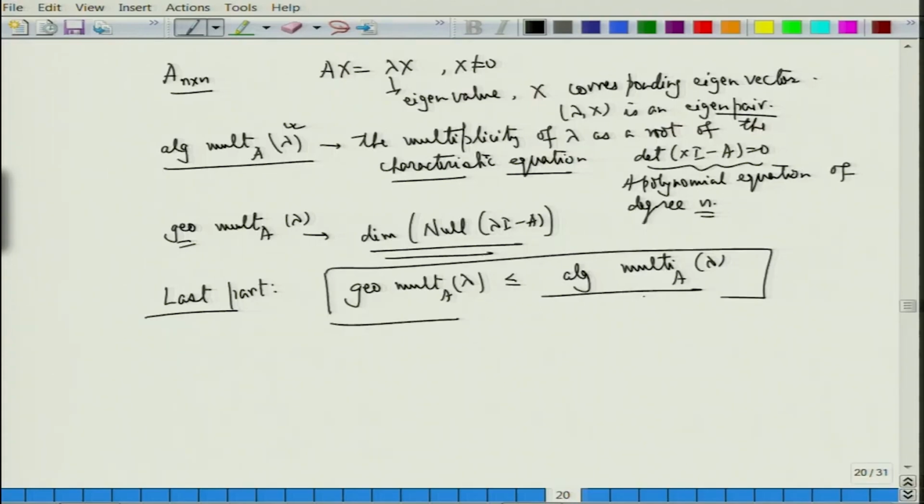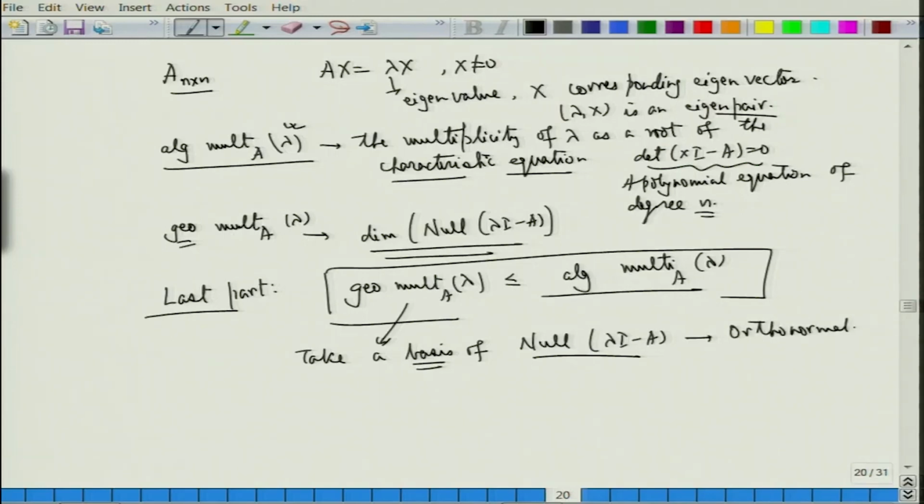And the idea was very simple, which we have been doing again and again in some sense, that we take a basis of the null space of lambda I minus A, fine. Once we have taken a basis, so let the dimension be k, and then we make it an orthonormal basis. There is no need for this, not orthonormal basis. We do not need it at this stage, but in general sometimes we will need it, fine.